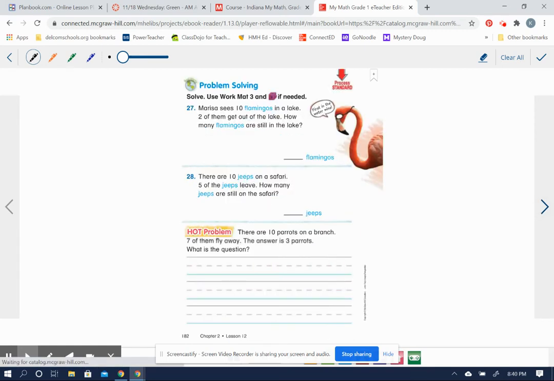Now, on the back of that, here's a story that says Marissa sees 10 flamingos in a lake. 2 of them get out of the lake. How many flamingos are still in the lake? All right. Now, we can draw a picture. First I got to get my pen working. 10 flamingos.